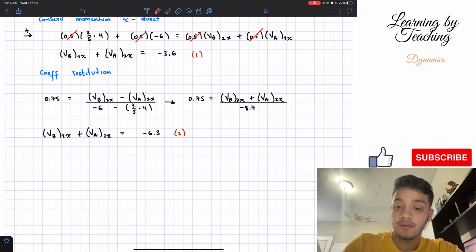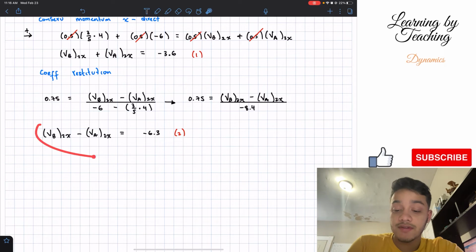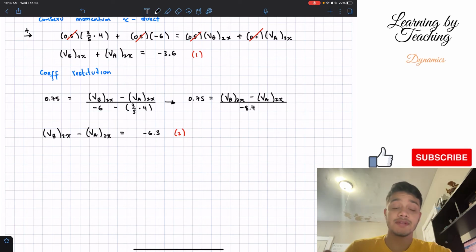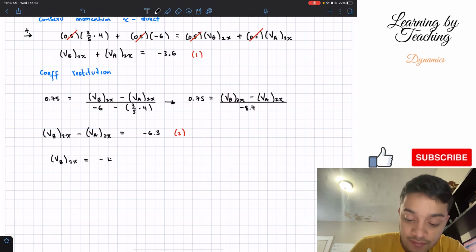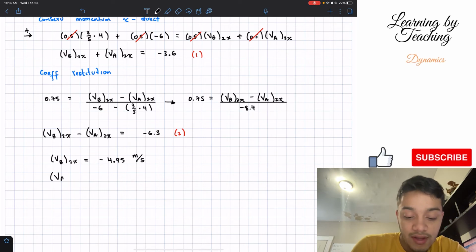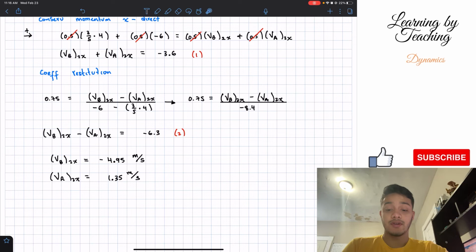What I'm going to do is utilize these equations in the format that I put them in here in order to get a matrix. By the way, I believe I made a mistake. This is a minus in here, therefore this should be a minus, and also in here. Okay, now that we fixed our second equation, we can utilize our matrices, and we will find out that the velocity of b in the x direction is equal to -4.95 meters per second, and the velocity of a in the x direction after the collision is equal to 1.35 meters per second.